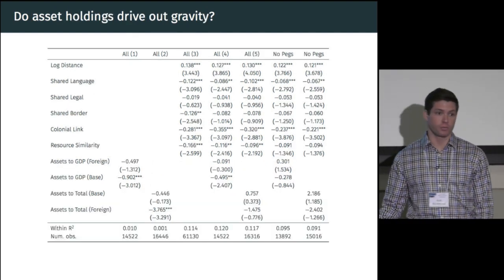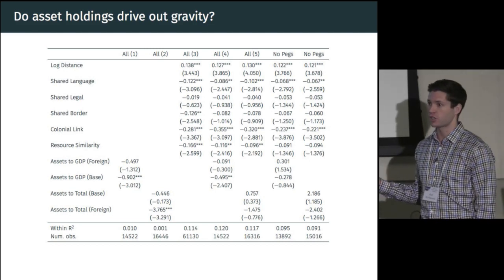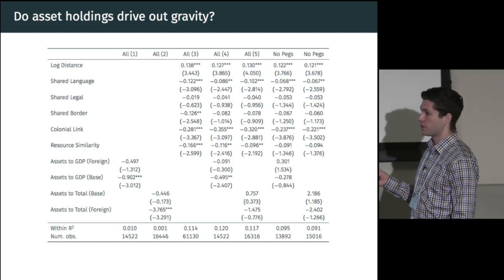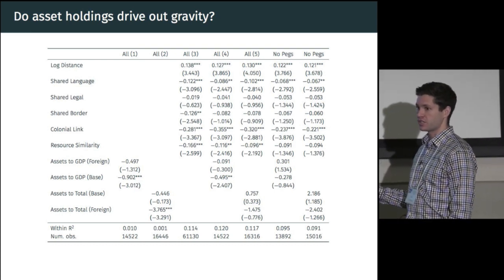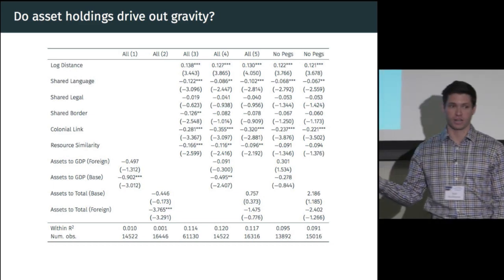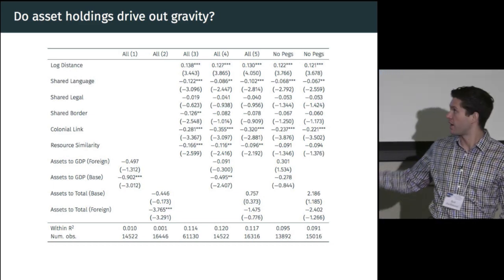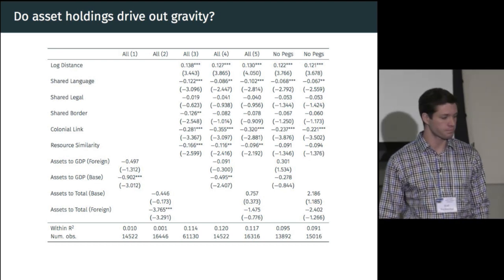Another question might be, do bilateral asset holdings drive out gravity? Here we're going to use bilateral asset holdings from the IMF's Coordinated Portfolio Investment Survey. These results echo exactly what you see with the trade data. Bilateral asset holdings don't explain a lot of the variation in this. All of the gravity variables remain significant when we control for bilateral asset holdings.